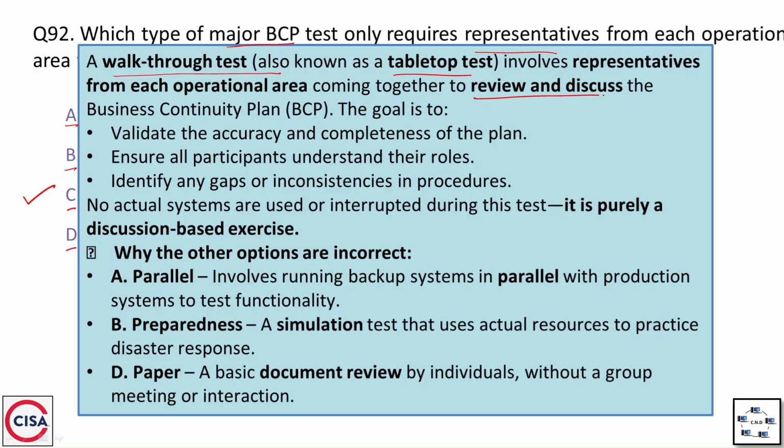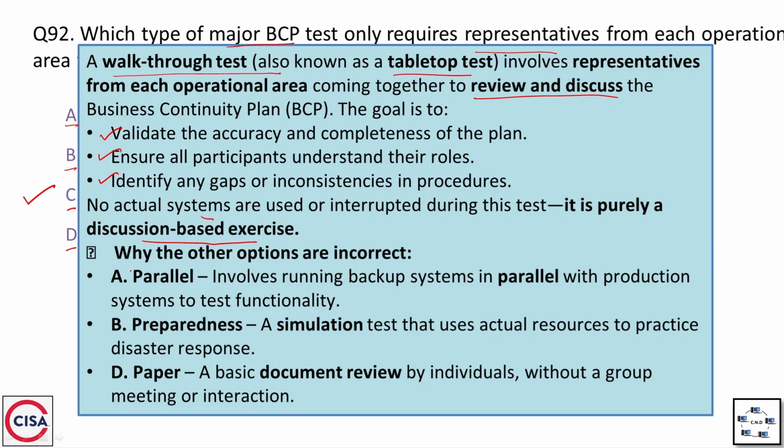So a walkthrough test, also known as a tabletop test, involves representatives from each operational area coming together to review and discuss the business continuity plan. The goal is to validate the accuracy and completeness of the plan, ensure all participants understand their roles, and identify any gaps or inconsistencies in procedure. No actual systems are used or interrupted during the test. It is purely a discussion based exercise.